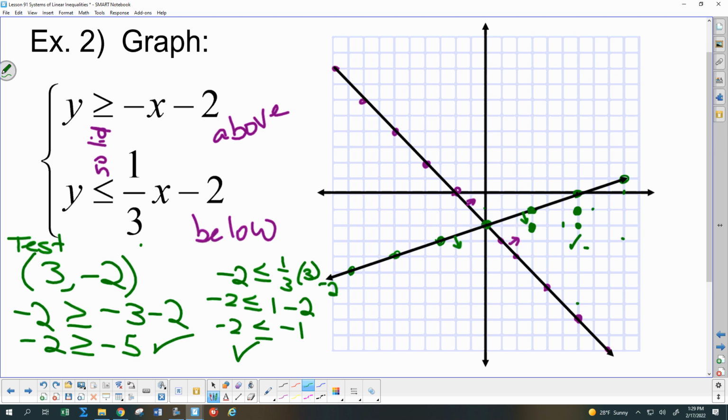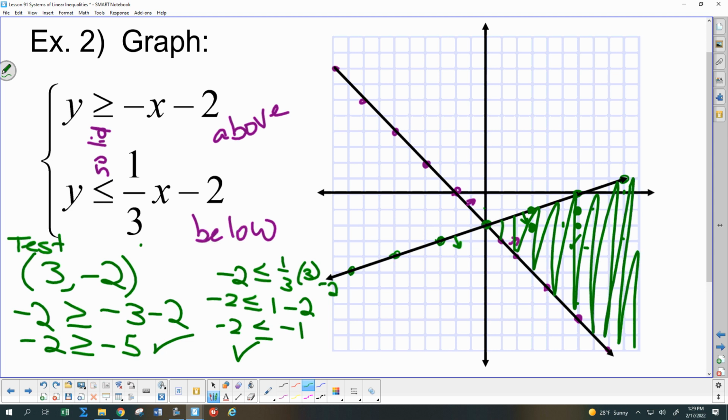And you don't need to take time to shade it in real carefully, especially on a test. You've got other problems to go on and do before the bell rings. But do it neatly enough from one line to the other that it's very clear what section you're shading. Questions?